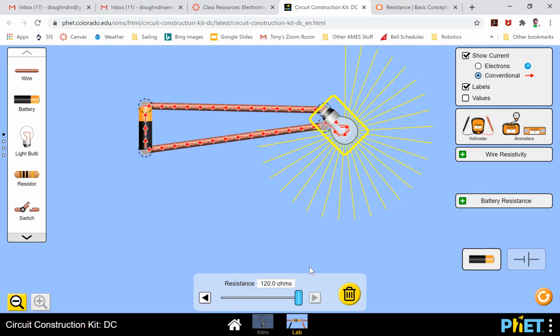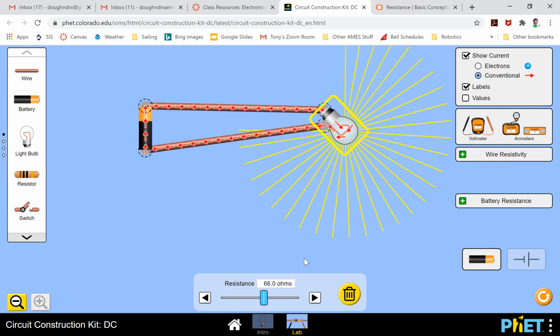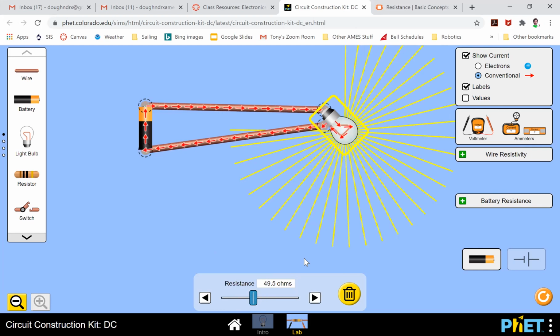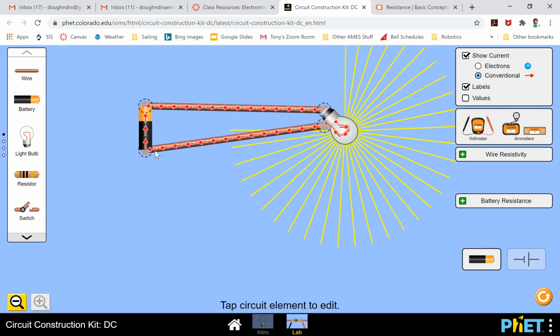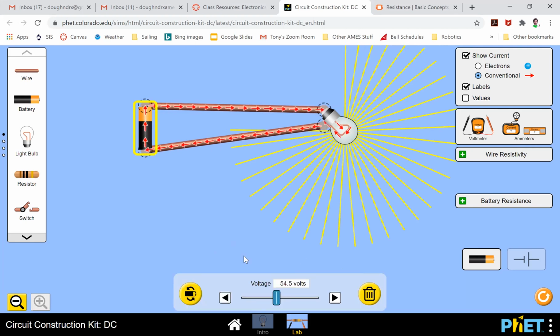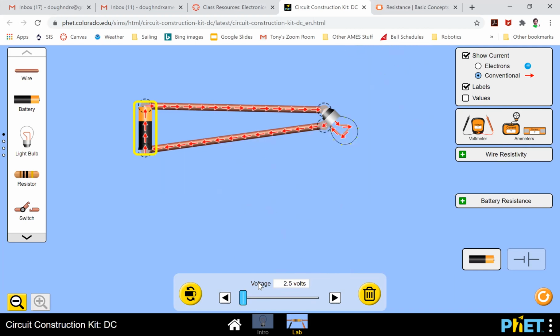Okay, now, what if I play with the voltage? So I'm going to pick some intermediate value for my resistance here. How about 50? Right? So my resistance here is 50 ohms. Well, what about my battery? You see what happens when I turn up the voltage on my battery? The light bulb gets brighter. Turn it down, it goes to 0.